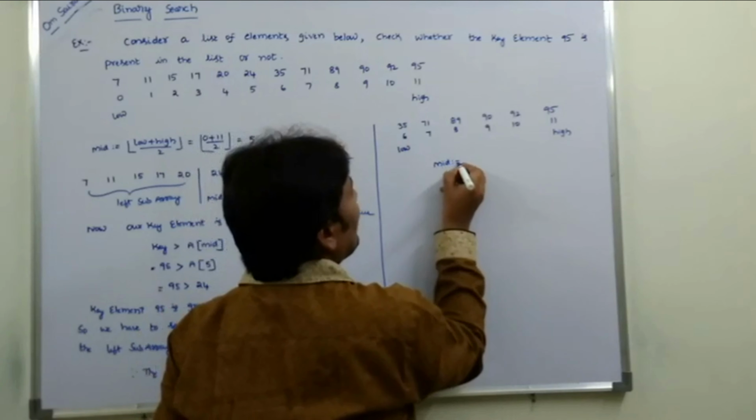So again we have to find out the mid value, so by using this mid value we divide the list into two parts. Here mid is equal to low plus high by 2. Low value is 9, high value is 11. 9 plus 11 by 2 is 10. Okay. So again we divide the list into two parts. Before the mid value the elements belong to the left sub array, after the mid value the elements belong to the right sub array. So this is left sub array, this is mid value, and this is right sub array.